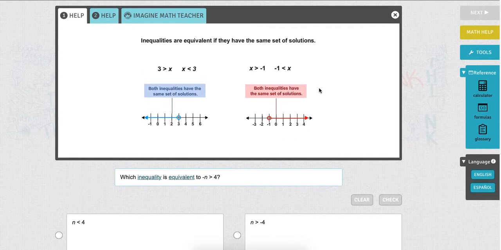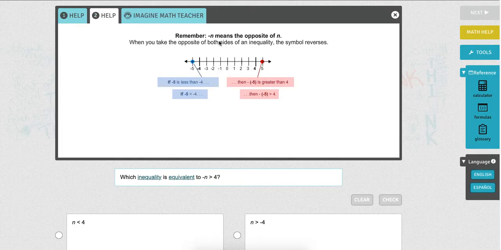of solutions, okay? So 3 is greater than or equal to x, and x is greater than or equal to 3. X is greater than or equal to -1, and -1 is less than x, okay? So these two are the same, just because we switched the location didn't change the answer, okay? So that's really important to note. The other part of it is, remember, negative n means the opposite of n. So when you take the opposite of both sides of the inequality, you switch the symbol. So you're moving the symbol and flipping it upside down.